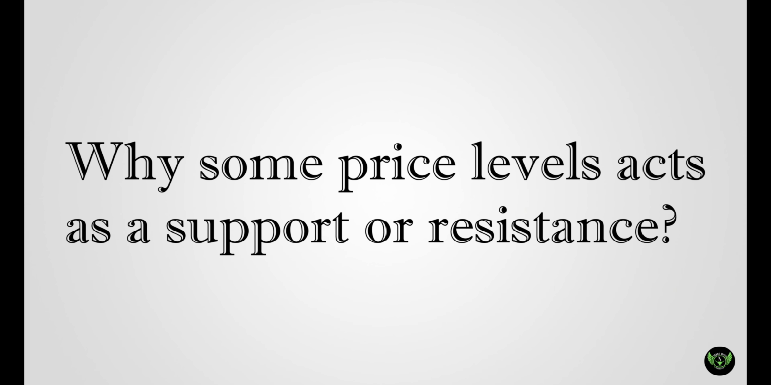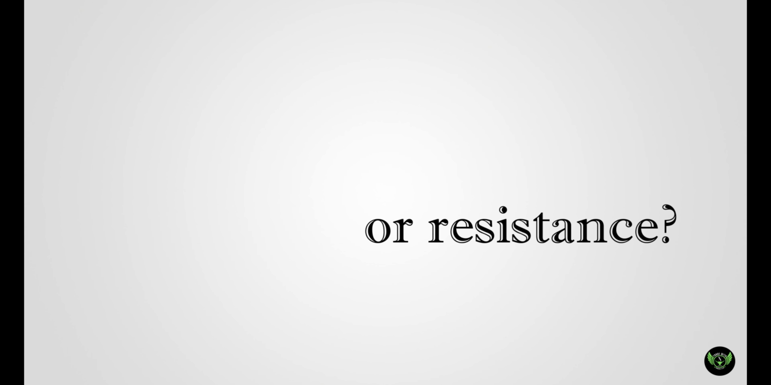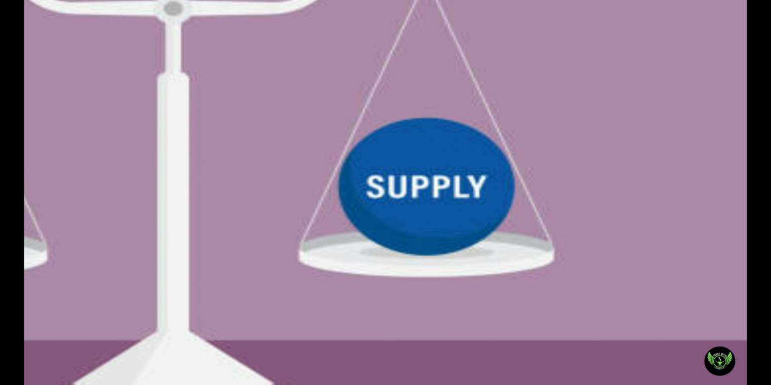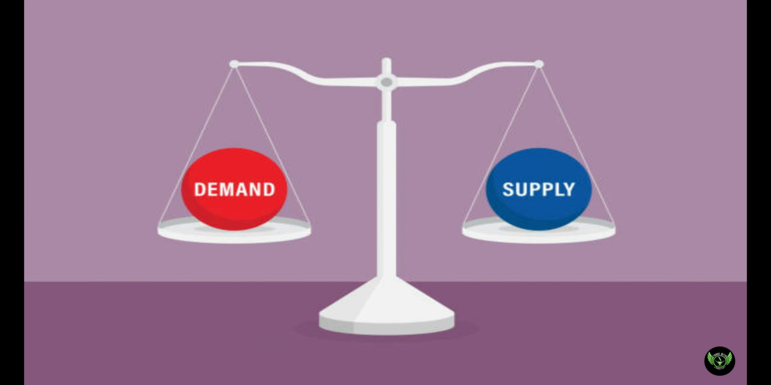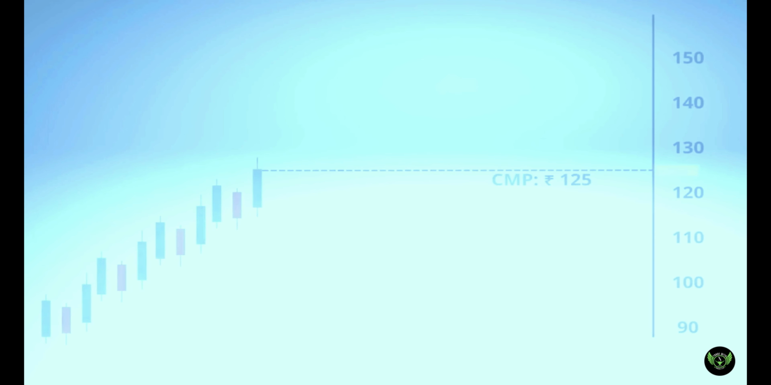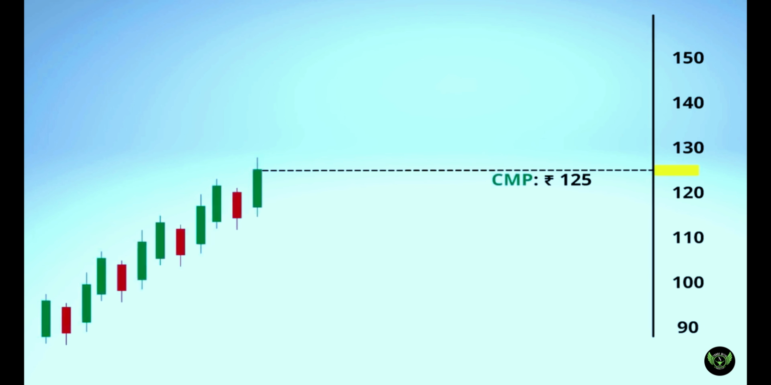Let us understand why some price points behave in this particular manner. We have talked about the fact that the stock market runs on demand and supply. This very concept is what causes some price levels to behave as a barrier and some as a booster for the prices. Take an example of a stock trading at 125 rupees.